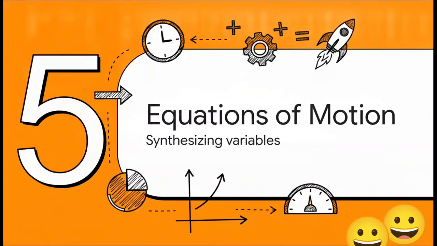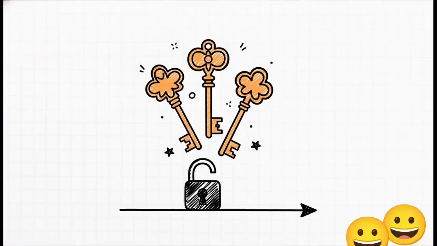Now on to section 5, the equations of motion. This is where we synthesize all our variables. So when an object travels in a straight line with uniform acceleration, we can actually tie all its variables together using 3 incredibly elegant rules. First, we have the velocity-time relation, which basically tells us how fast something is going to be going after a certain amount of time. Second, the position-time relation, which calculates exactly how far an object will travel. And third, the position-velocity relation, tying distance and speed together without even needing to know the time. These 3 equations are essentially the master keys to predicting uniform straight-line motion.